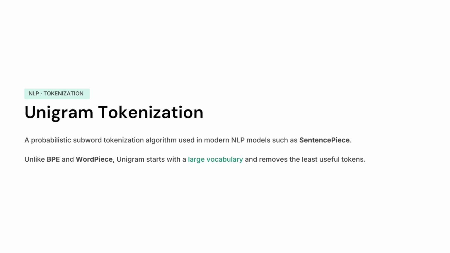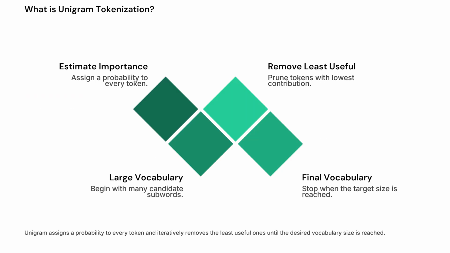The key idea that makes it different from BPE and WordPiece is that it starts with a very large vocabulary instead of a small one. And during training, it repeatedly removes tokens that contribute the least until it reaches the desired vocabulary size. So let's first understand the overall workflow.